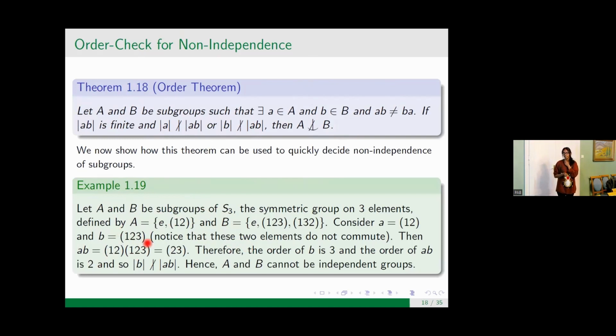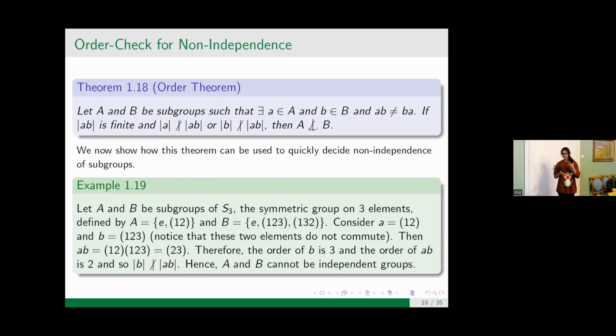So for example, looking at this example, A being (1 2) and B being the group generated by (1 2 3) and (1 3 2), we might not be able to quickly see that (1 2) is a conjugate of (1 3), the bigger one. However, if we look at A equal to (1 2) and B equal to (1 2 3), we see that these elements don't commute. Then we do this check: the order of A is 2, the order of B is 3, and the order of AB is 2. Since 3 does not divide 2, A and B are not independent.